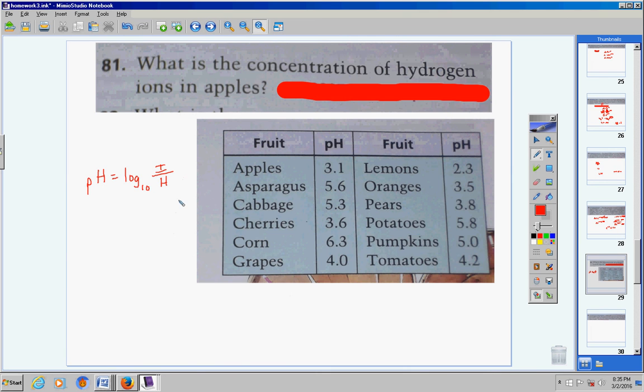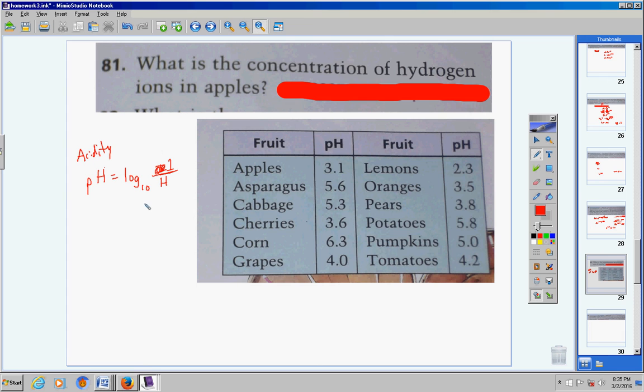If you read the directions, it says this model gives you the pH of a certain fruit, and the directions say the pH is the acidity or alkalinity. So this is your acidity right here, your pH, and this is a 1, not an I, 1 over H, you'll see that in the directions, and H is the concentration of hydrogen ions, okay? So you can tell me the concentration of hydrogen ions, and I will tell you the acidity level of the fruit, or you can tell me the acidity level of the fruit, and I will tell you the concentration of the hydrogen ions.